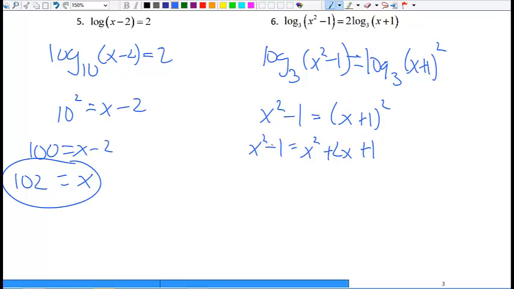I can bring the positive 1 over. So plus 1 minus 1 gives me negative 2 equals 2x. And so x would be negative 1.